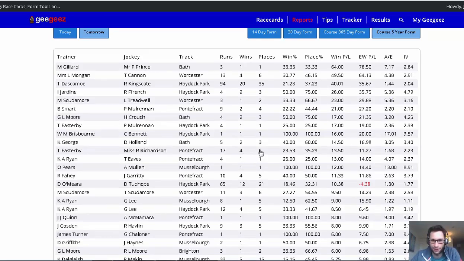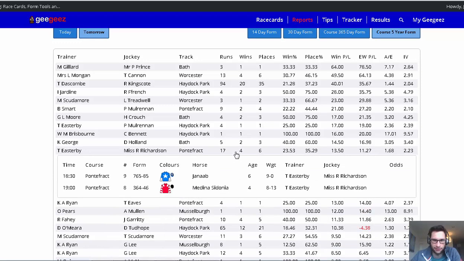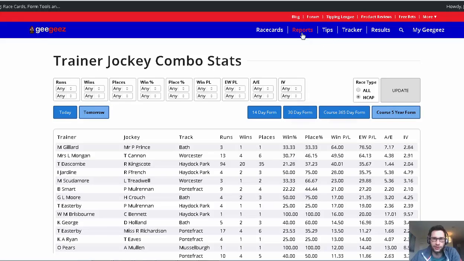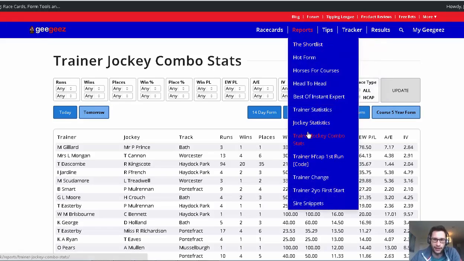Easterby and Richardson at Pontefract. So yeah, that's that. Quite straightforward really. You can get individual jockey stats, individual trainer stats, the same thing. Who's in form, who's out of form, their stats with all their runners at a track the last 5 years or the last year, or their handicap runners.